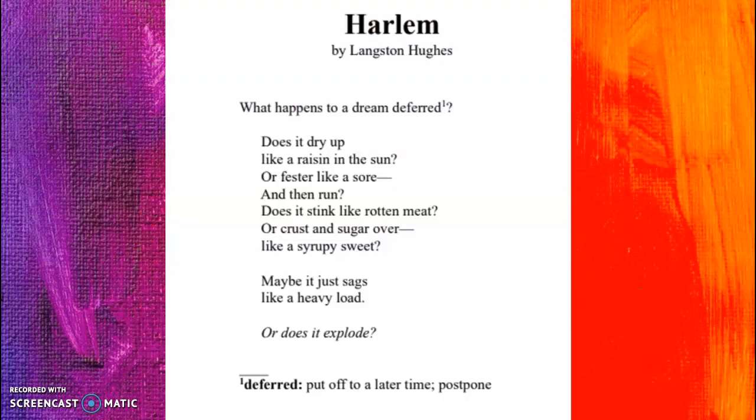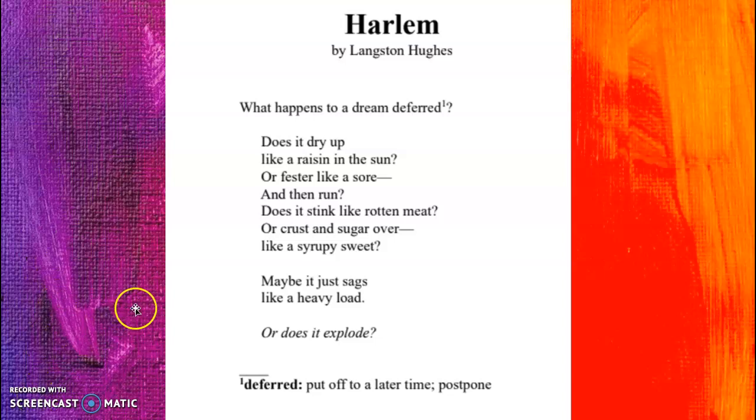All right, let's continue reading. The last line we read was, does it stink like rotten meat? Or crust and sugar over, like a syrupy sweet? Maybe it just sags like a heavy load. Or does it explode?